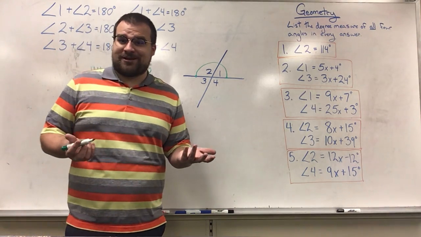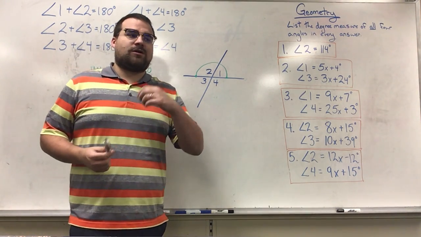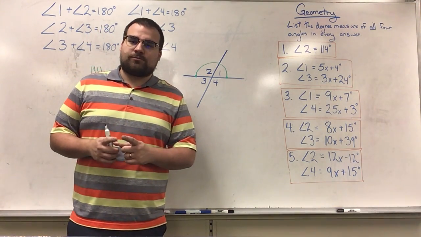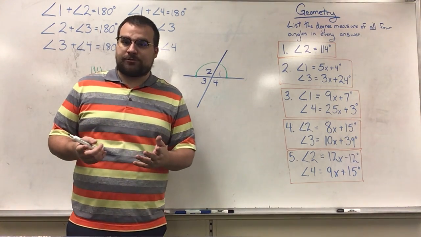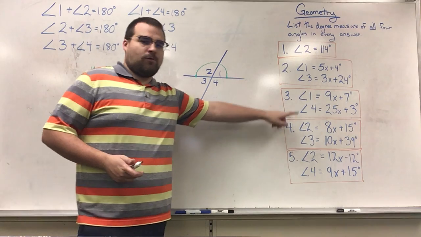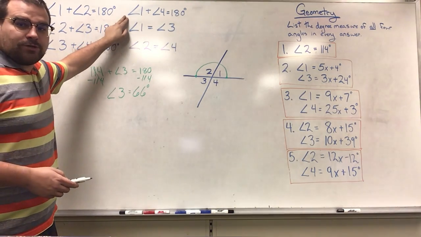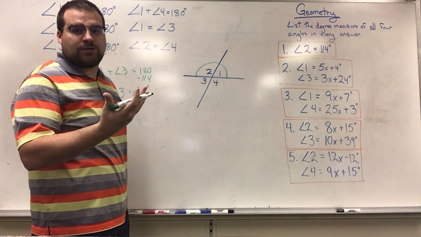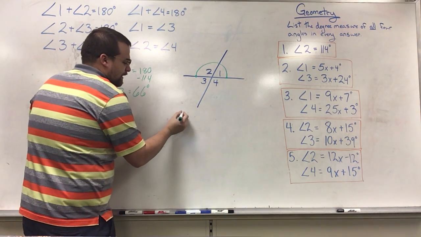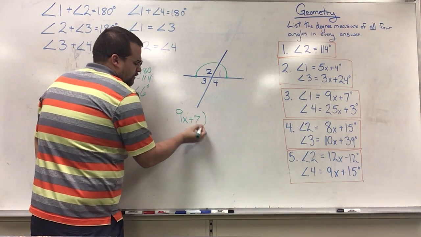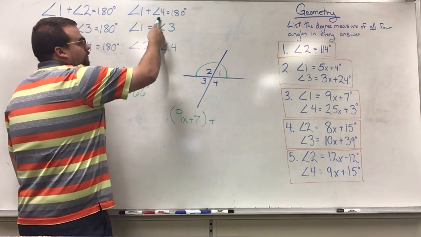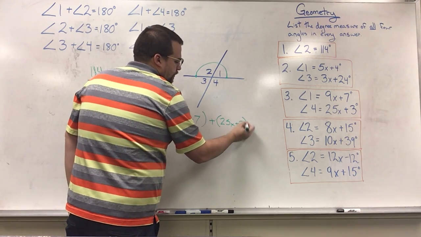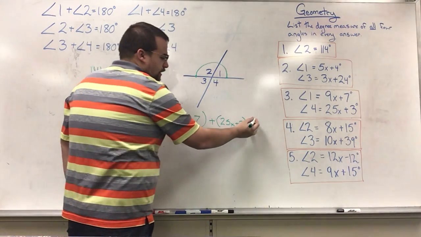What do we do with that information, right? Well, again, we know a little bit of something about a couple of different angles here. So we want to identify the equation that relates to the angles that we know something about. If we know something about angle 1 and angle 4, then we should look at our equation that relates angle 1 to angle 4. It says angle 1 plus angle 4 equals 180. So let's do something with that. I know angle 1 is 9x plus 7. Angle 4 is 25x plus 3. And together, when we add them, they should be 180 degrees.